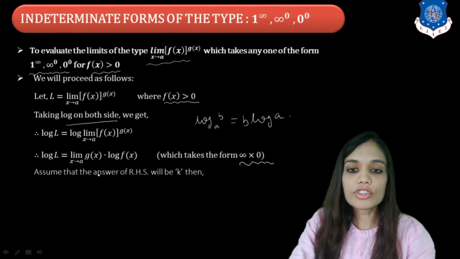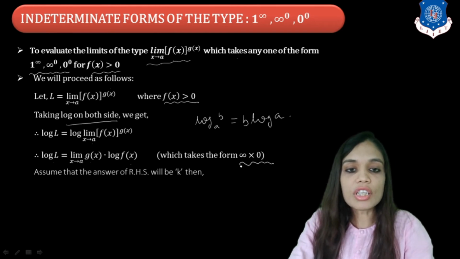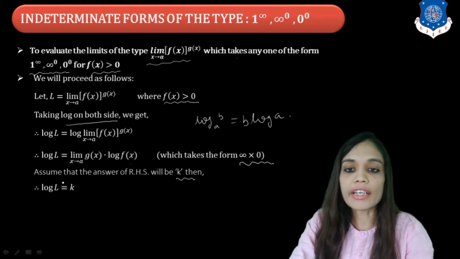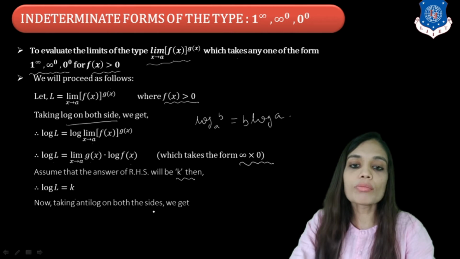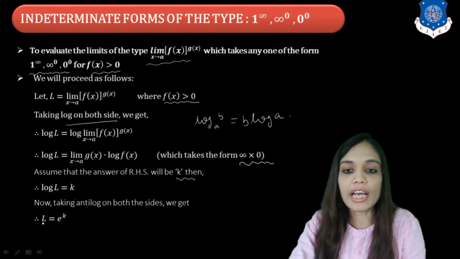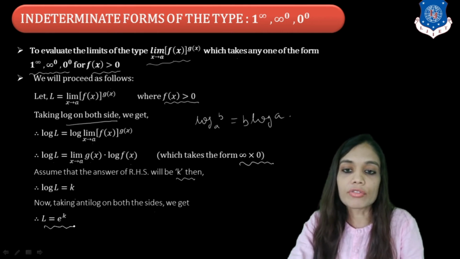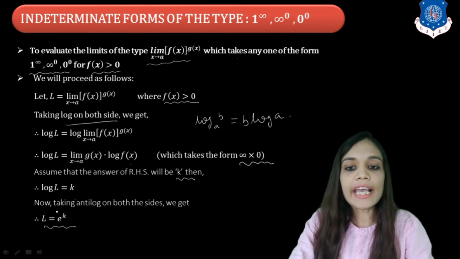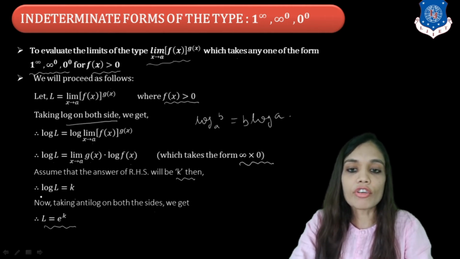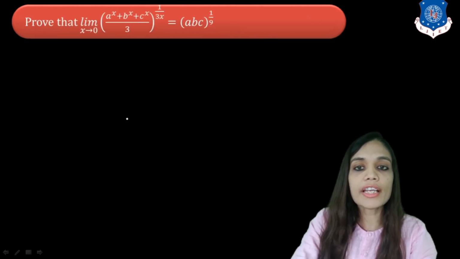Now assume after solving using this method, you will get answer as k. So finally log L will be equal to k. Now take anti-log on both the sides. So you will get final answer as L is equal to e raised to k. So in short, firstly you have to assume L as our given limit, then take log and then take anti-log. So you will get your final answer. So using this procedure, let us solve an example.